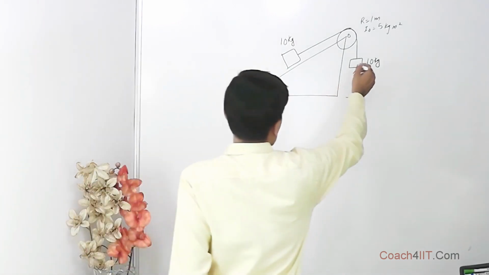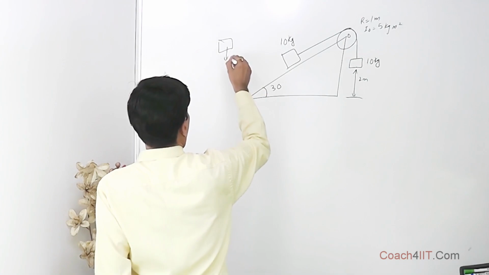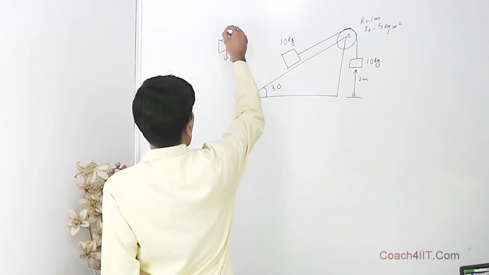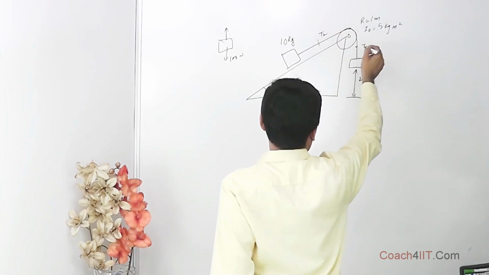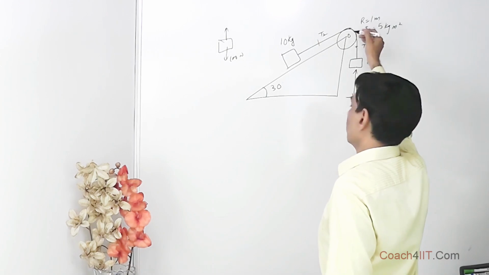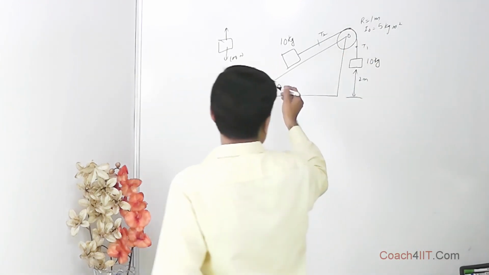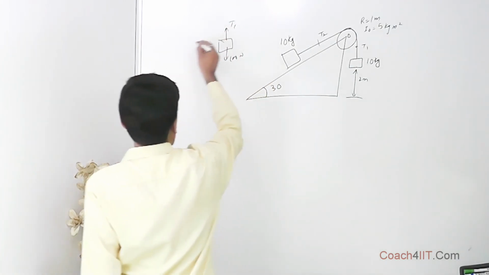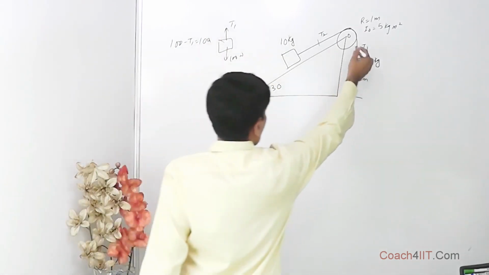For this 10 kg block, this is 100 Newton over here. We say T1 in this string, T2 in this string. Had the tension been the same in both strings, this pulley would not have rotated, but this is rotating. We know that T1 is going to be greater than T2. So it is 100 Newton here, T1 here. The equation comes out to be 100 minus T1 is equal to 10 into A.